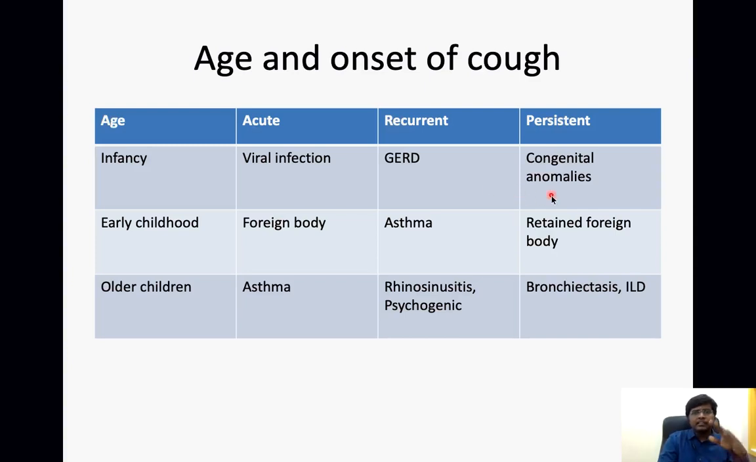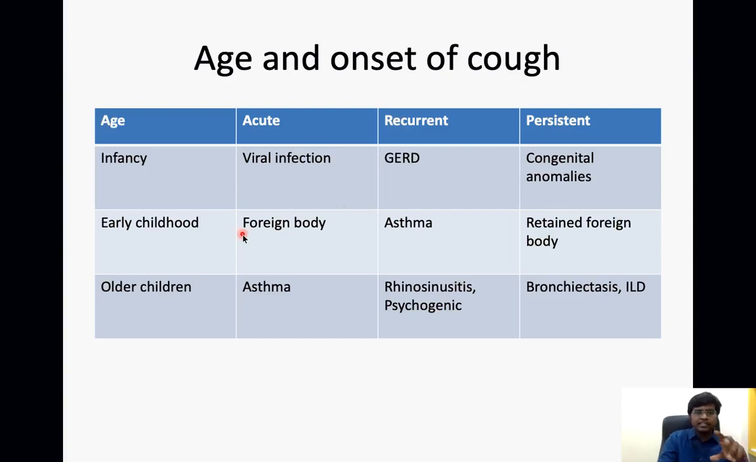And if the mother says the child is continuously coughing in a young infant, then think of congenital anomalies, for example tracheo-laryngo-broncho-malacia. That means floppiness of the larynx, trachea and bronchus. This will cause cough in the child, and at every breath the child might be coughing. So in a young infant with acute presentation, think of a viral problem. Recurrent presentation, think of GERD. Persistent problem, think of congenital anomalies. This list is not exhaustive, but we are just seeing what is very common in children.